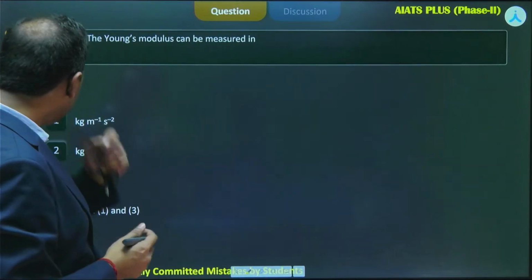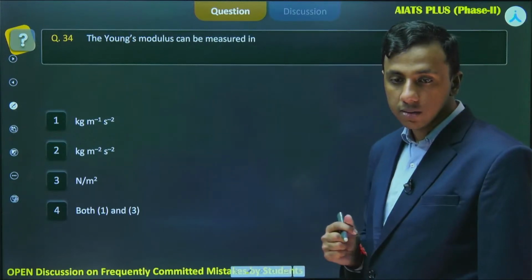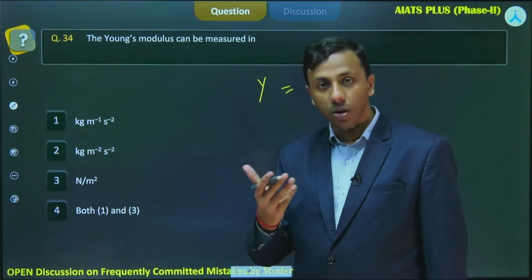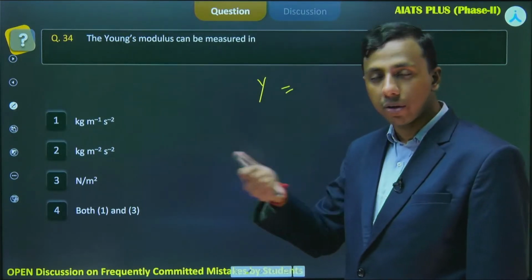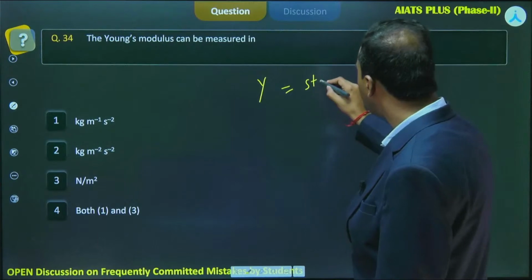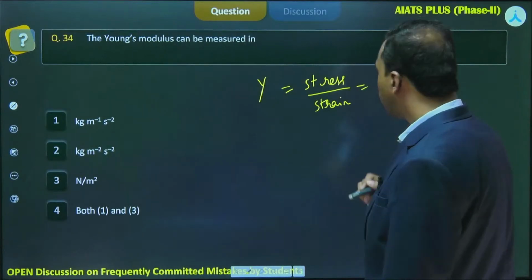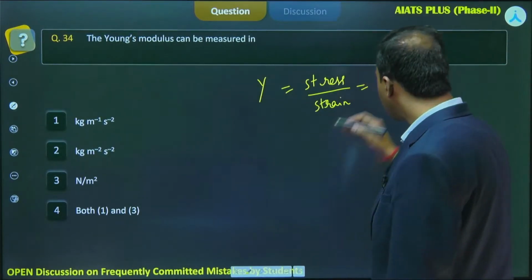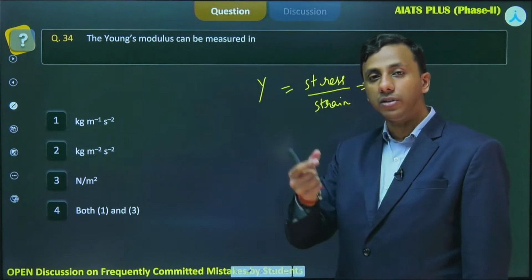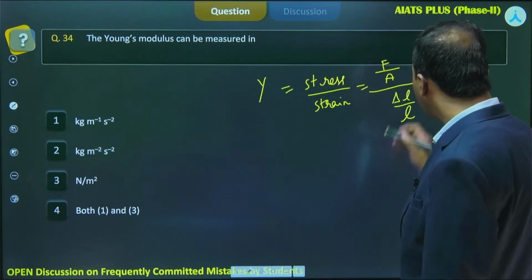This we have done. Now see over here, Young's modulus can be measured in, they are asking. So the units they are asking, right? Young's modulus is written for solids only, and for modulus of elasticity, what did we write the formula as? Stress upon strain, right? Stress is what? Force upon area, isn't it? And strain is the relative change in the original dimension. So let's say it is delta L by L, right?